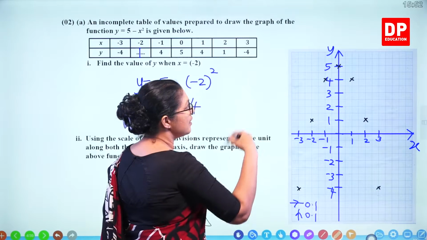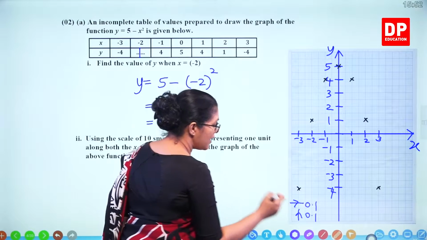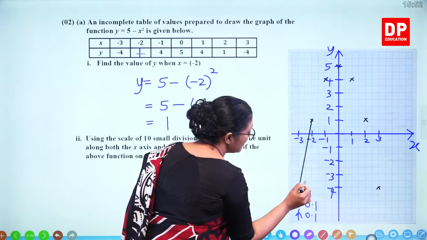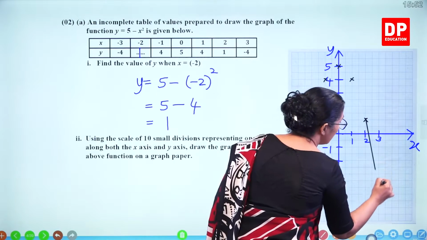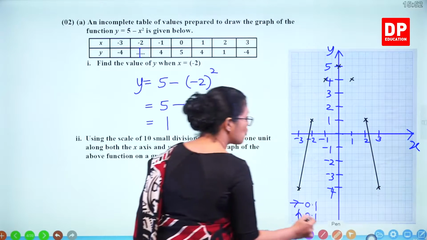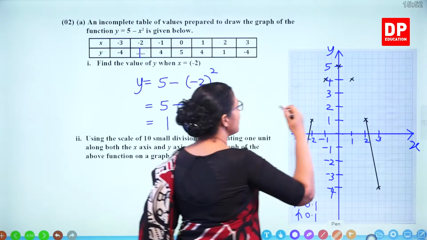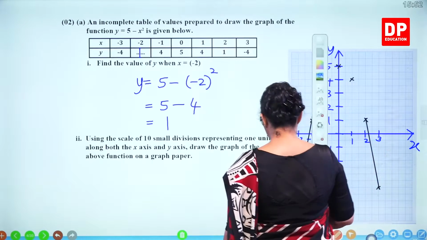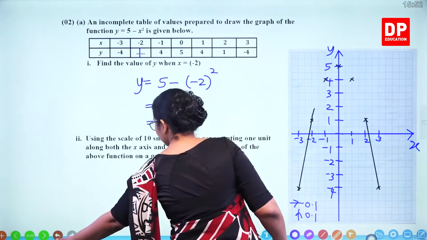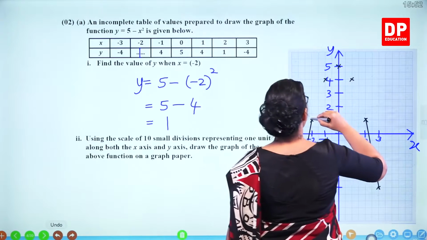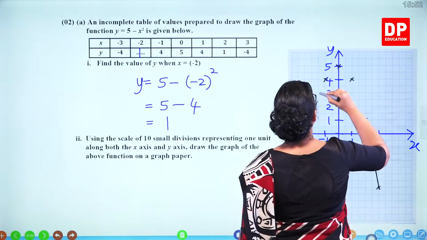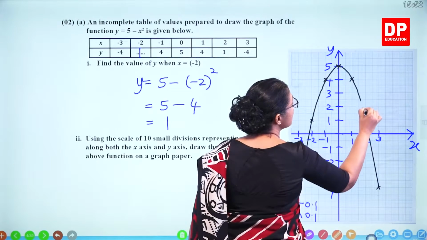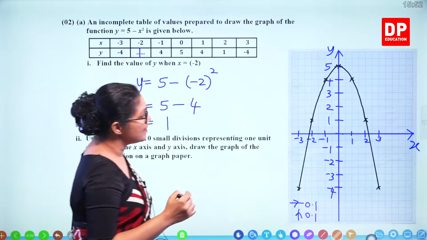Now you can draw the curve. So I can use the ruler only for these 2 points. And then you have to smoothly connect the other points. So I'll draw here, starting from here. Starting from here, you can draw this one up to here, and then the other part up to here like this. So this is the curve.